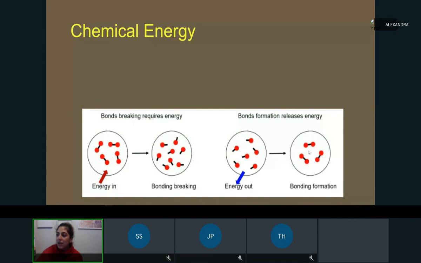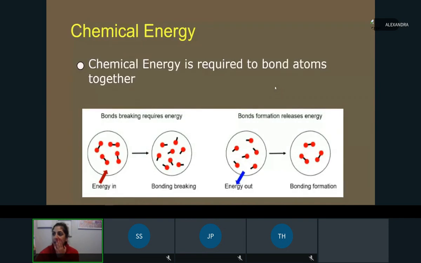So the bonds are going to take in energy. This is confusing. When bonds are created, they take in energy. When bonds are broken, they release energy. And that's the same thing that we're seeing here. Bonds that are broken are releasing energy, and then when they form, they take in energy. So chemical energy is required to bond atoms together.